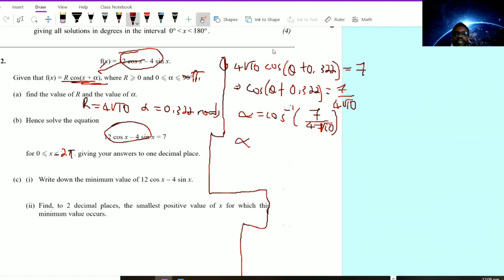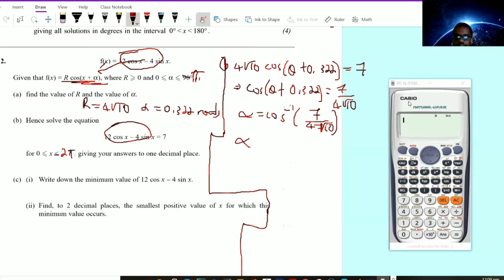And I'm going to plug this inside of my calculator. In fact, I'm going to pull up the calculator for you to show you how we do this. We must ensure that our calculator is in radians. If you look at my calculator, you notice a small r right here. That is it. So to get alpha, I'm going to press shift, then press cos, put in my fraction bar. I'm going to have 7 over 4 root 10.